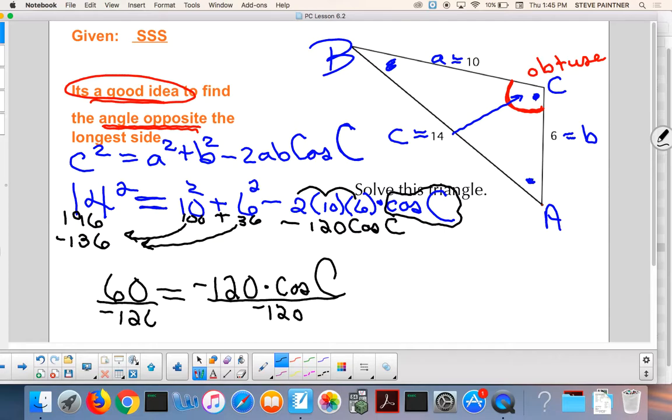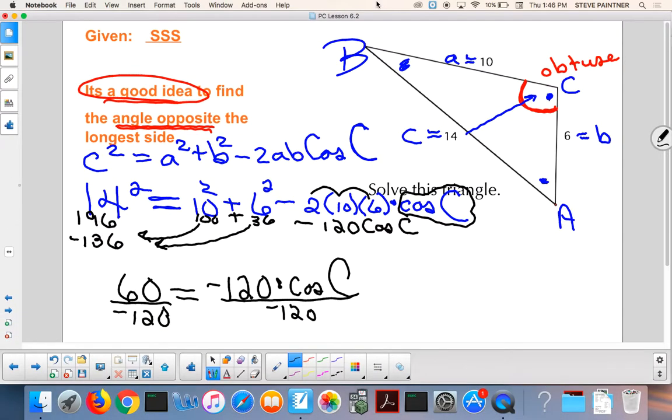So you know what happened this morning? This morning, people saw minus 120. You know what they did? They added 120 to both sides. That's what happens all the time. That's why people get this one wrong. They see a minus 120, so they add 120. It's negative 120 times cosine. Divide. You get what? Negative 0.5. That's your ratio.